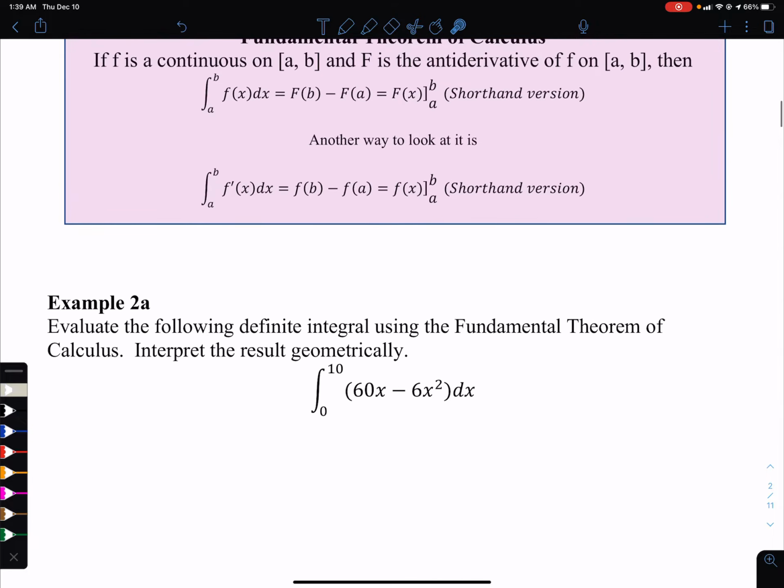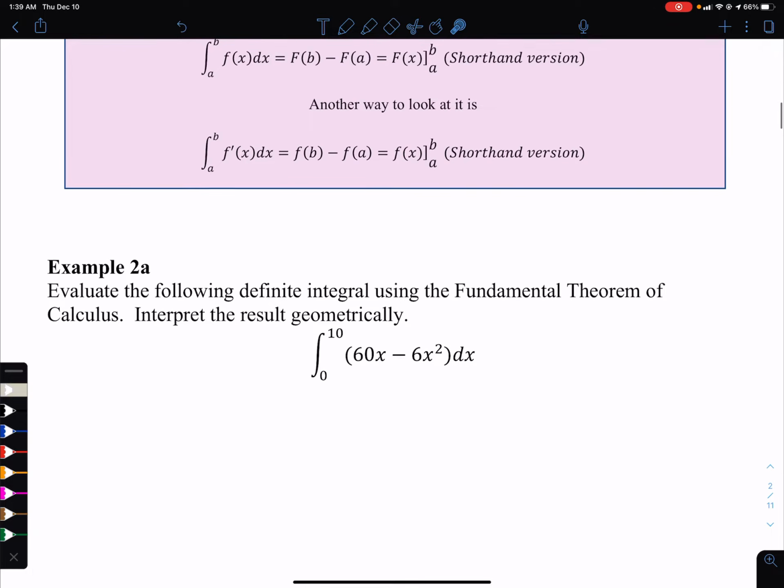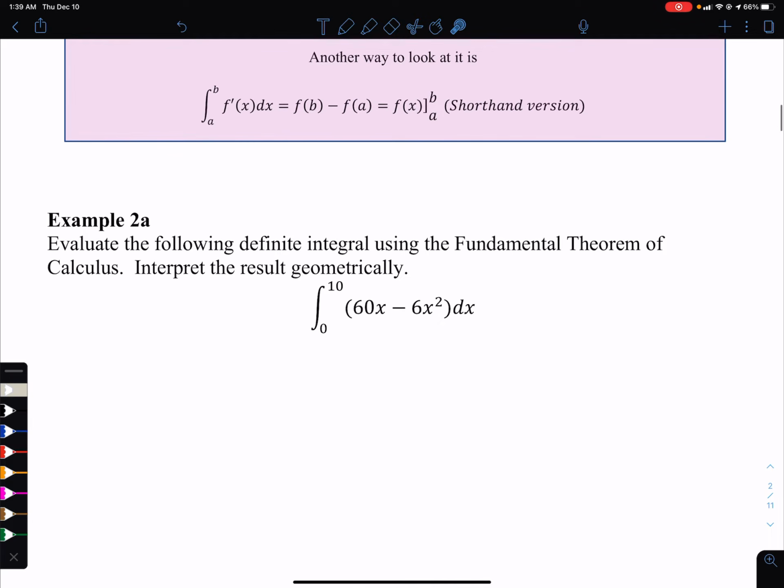Let's start with example 2a here. We're going to evaluate this using the fundamental theorem that we just found. So the first step for this is we need to find the antiderivative.